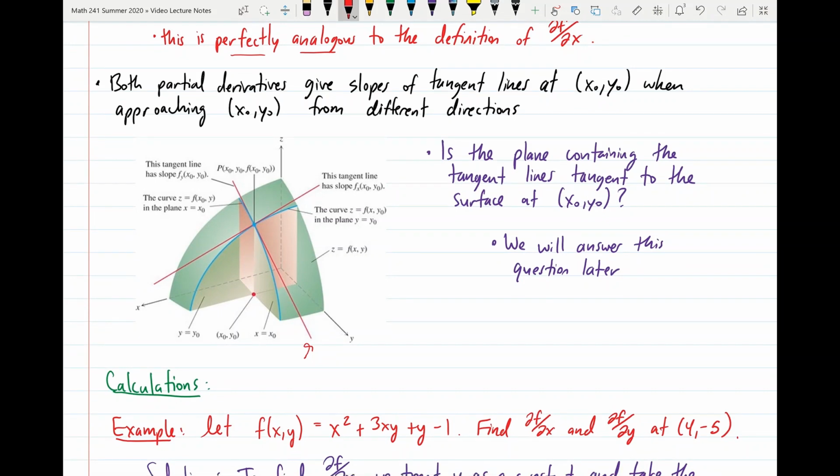And if you look here, notice that we can take both of the tangent lines and we can construct a plane that consists of both of the tangent lines.